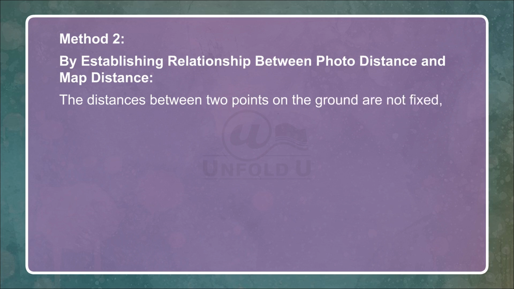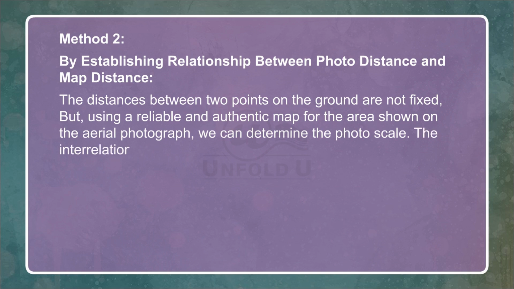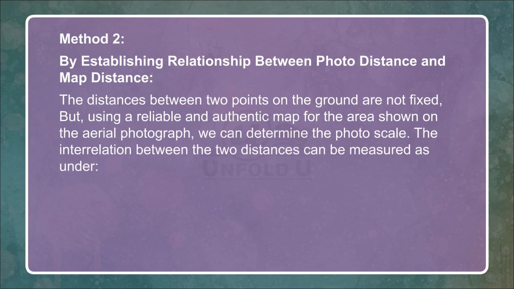Method 2. By establishing relationship between photo distance and map distance. The distances between 2 points on the ground are not fixed, but using a reliable and authentic map for the area shown on the aerial photograph, we can determine the photo scale. The interrelation between the two distances can be measured as under.